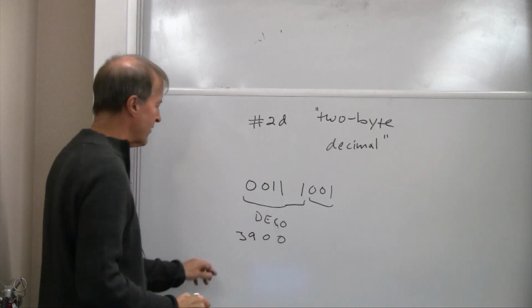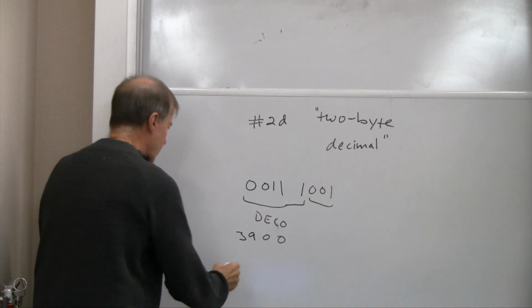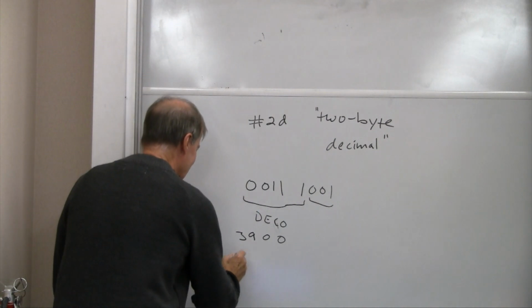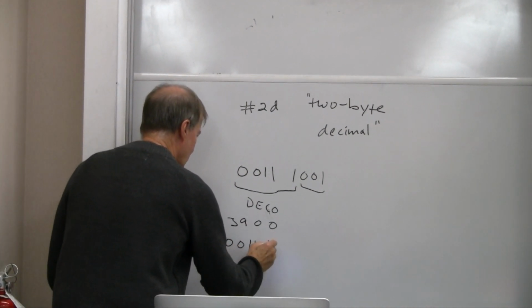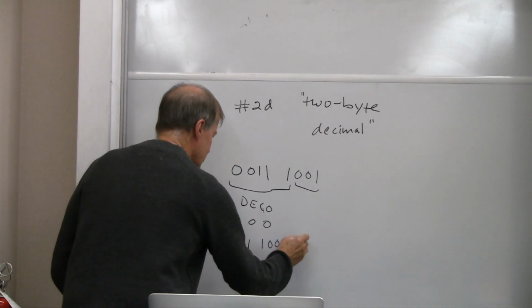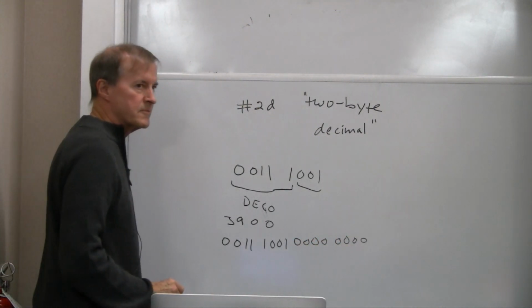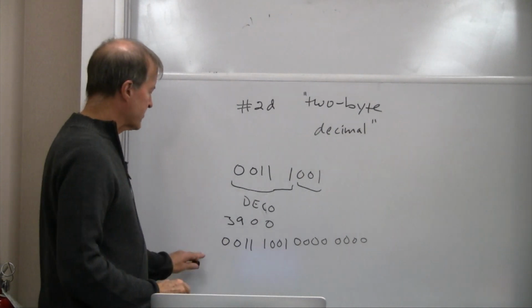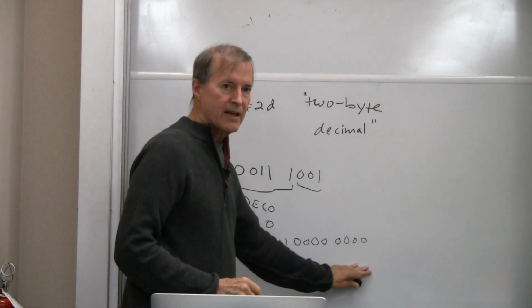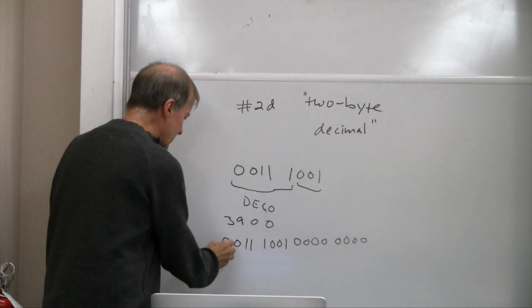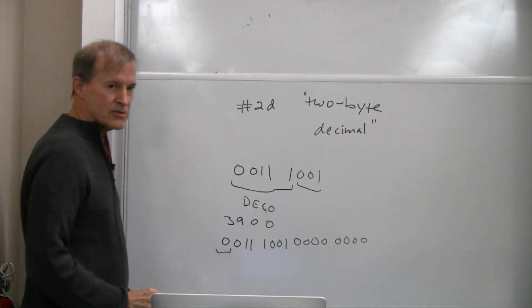3900. Let's write this in binary. What's the 3? Oh, we just did it. 0011, 1001, 0000, 0000. Right? And so it interprets this as a what? As a decimal number. What's in the sign bit? What does it interpret as? 0, so it's a positive number.